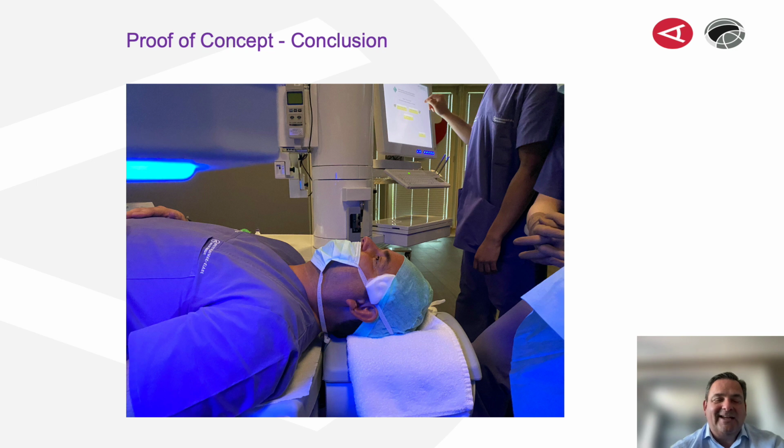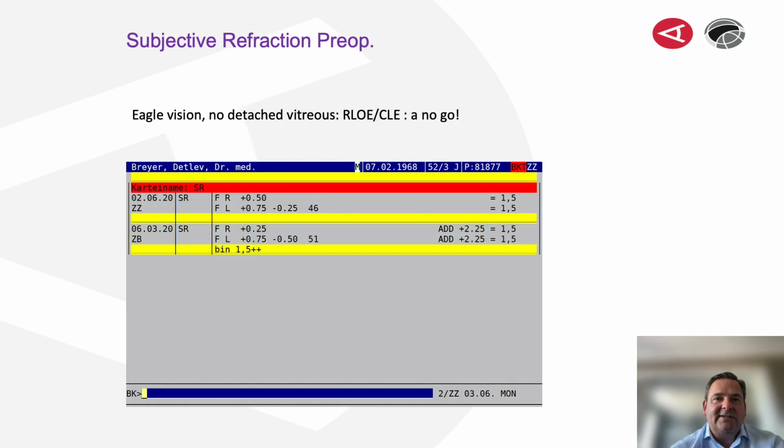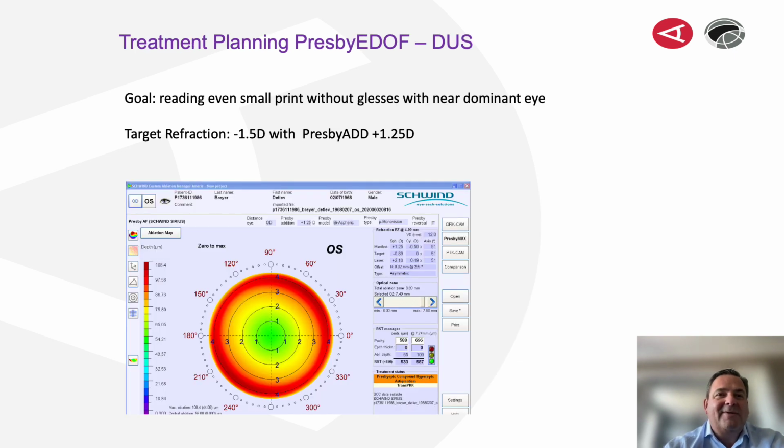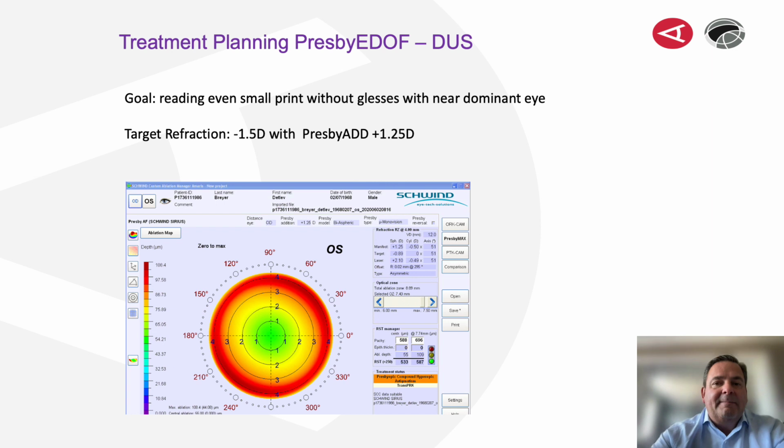In conclusion, I did this kind of laser surgery on myself. Here you can see the data. I had a so-called eagle vision, no detached vitreous, so for me a clear lens exchange was an absolute no-go. This was 3 years ago, I was 52, and I said, no way, I'm going to do lens surgery if I have a tool like this. So you always have to think about the situation, but if the situation is like this, I think I clearly would nowadays go for laser vision correction.